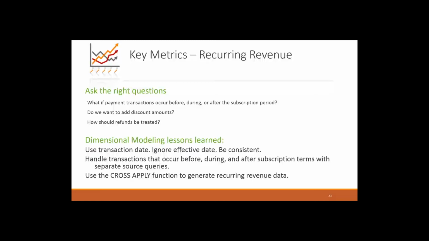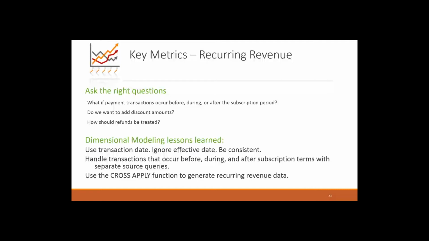Dimensional modeling lessons learned. So you want to use the transaction date of the payment or the free trial, but ignore the effective date. And I say be consistent because it's better to just do it globally.